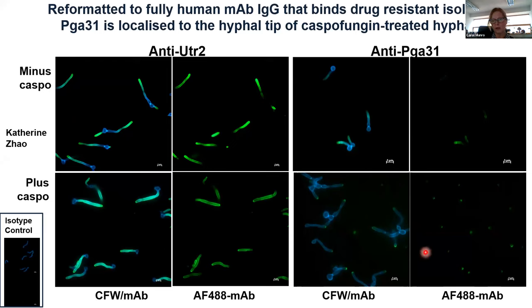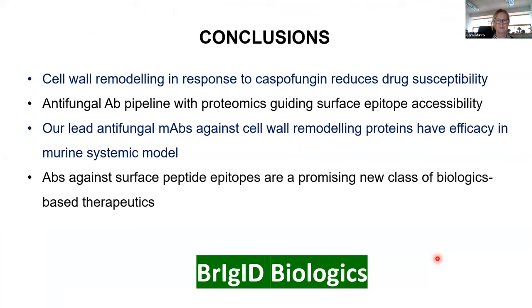And what is interesting and fascinating is that for the anti-PGA31 MAB, we only now see binding at the very tip of the hyphae. So we see a relocalization of the protein in response to caspofungin treatment. So these MABs are also telling us a little bit more about how cell wall proteins are localized in these cells.